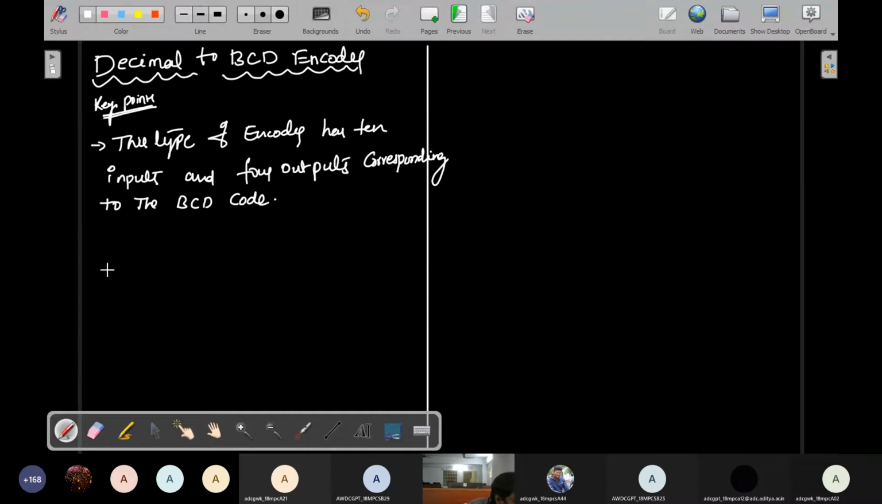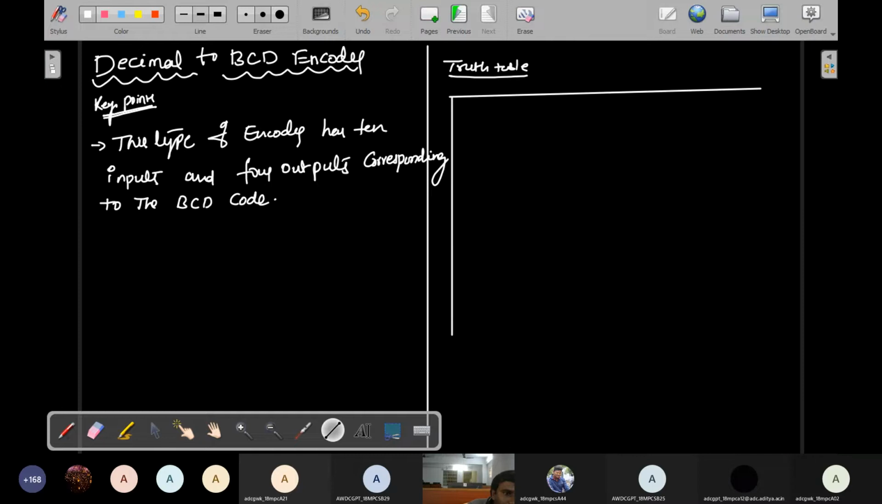Okay, so generally, see here the table, I'll draw one table. That table shows the relation between decimal and BCD codes. Actually, that is called the truth table. Okay, so I'll directly explain the truth table. So the truth table is, these are the digital numbers.